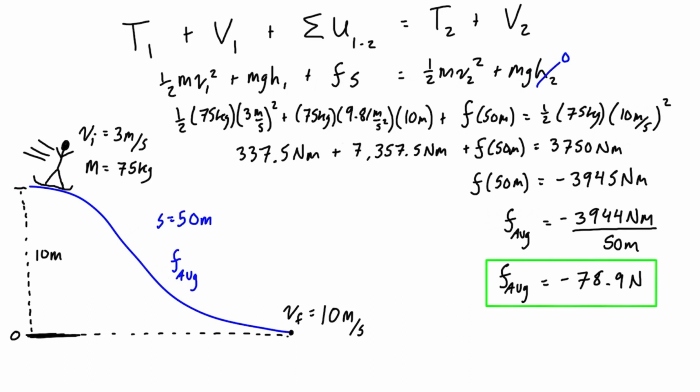But if you were curious about how much work this is taking out of the system, basically taking out of this object, which is the snowboarder going down the hill, we can really quickly check that. We can just say that U is equal to that force times the distance. So it's negative 78.9 newtons times 50 meters. So the work is negative 3,945 Newton meters, or you can write that as joules. So basically 3.9 kilojoules of energy is being lost due to friction as this guy goes down the hill.